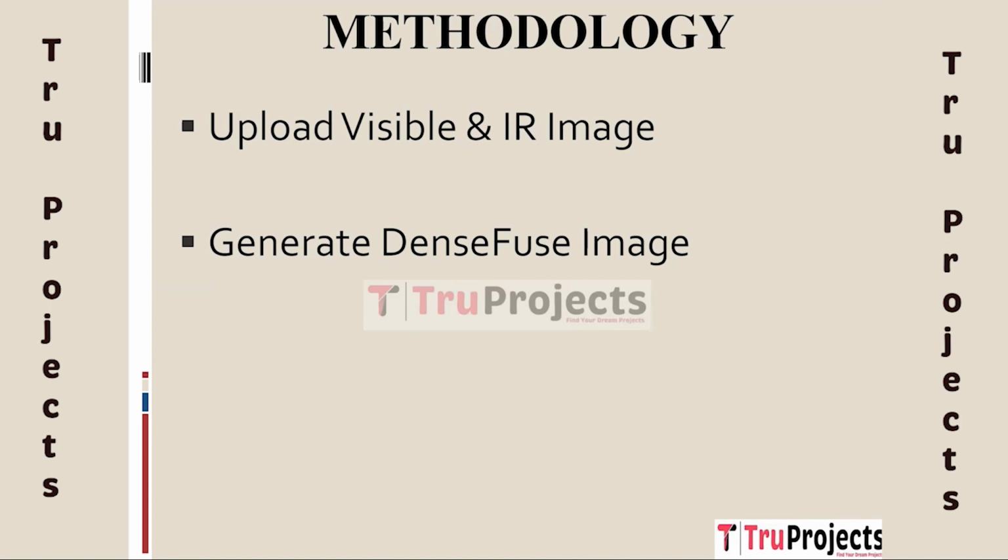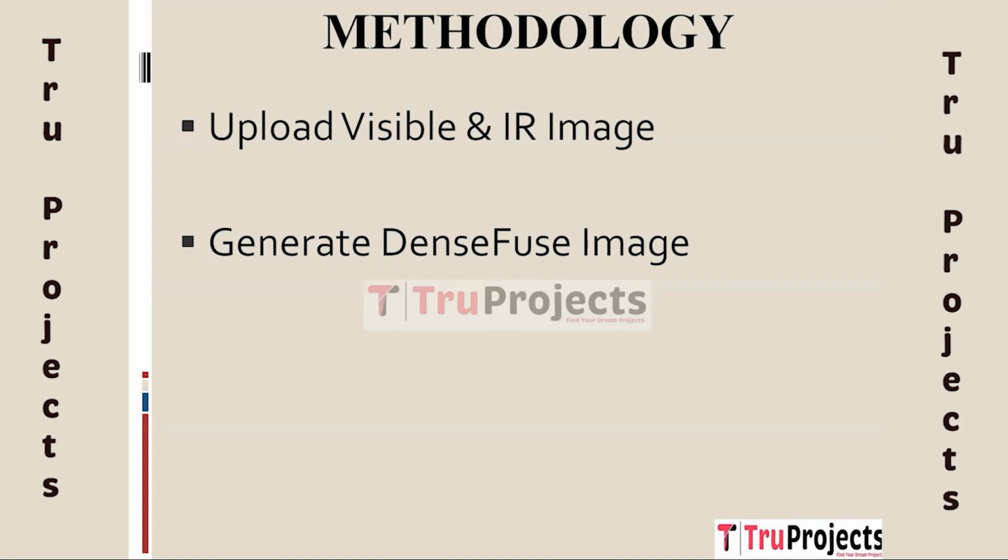Second module is Generate DenseFuse Image. The DenseFuse algorithm is designed to fuse the information from both the visible and IR images to create a single fused image that retains the relevant details from both sources. The process involves the following steps. Pre-processing. Both the visible and IR images undergo pre-processing to enhance their quality, reduce noise, and make them suitable for fusion. Feature extraction. Features are extracted from both images to capture their unique characteristics. These features can include texture, edges, and other visual cues.